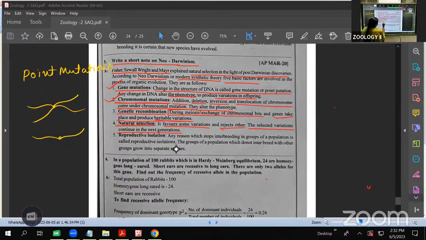Next is reproductive isolation. Any reason which stops interbreeding in groups of a population is called reproductive isolation. They stop interbreeding with other animals. The groups of the population which do not interbreed with other groups grow into separate species. For example, when a species gets separated and does not interbreed with the other group, it grows as a separate group. That we call reproductive isolation. Once again I will explain.